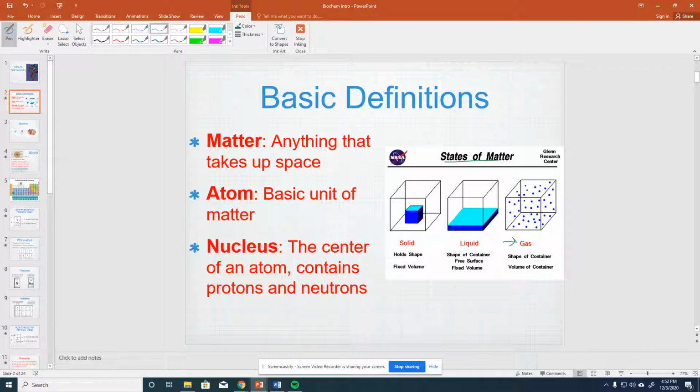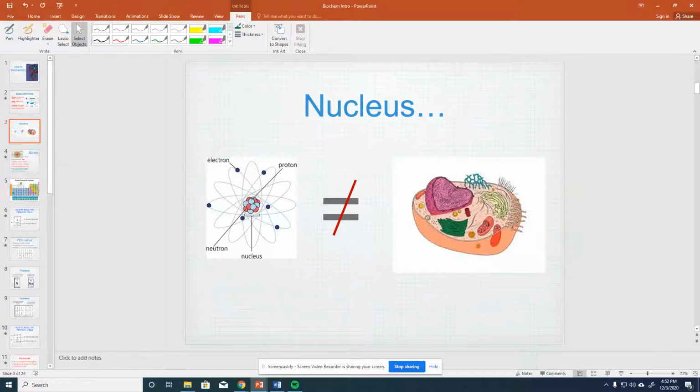Anyway, then a nucleus. I just wanted to point this out here because the nucleus is at the center of an atom. It contains the protons and neutrons of an atom. However, I don't want you to confuse it with this kind of nucleus. Okay, so here we have an atom, and here we have a cell. This nucleus right here has protons and neutrons.